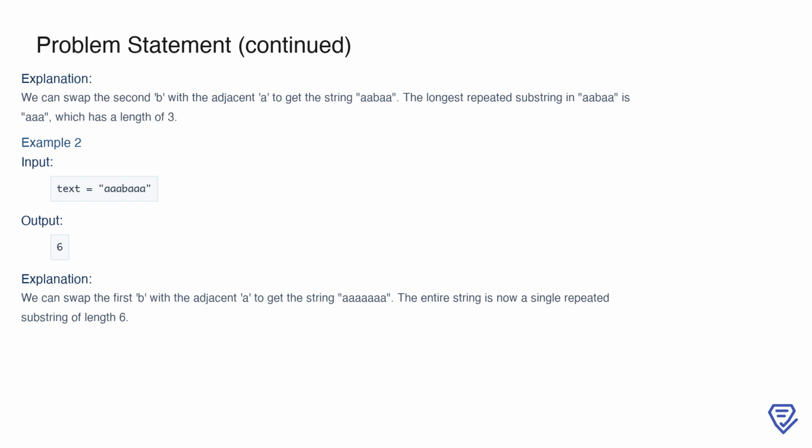In another example, where the input is aaabaaa, we can swap the b with an adjacent a, resulting in the string aaaaaab. Here, the longest repeated substring has a length of 6, making it the maximum. These examples illustrate how swapping strategically can help achieve the longest possible repeated substring.